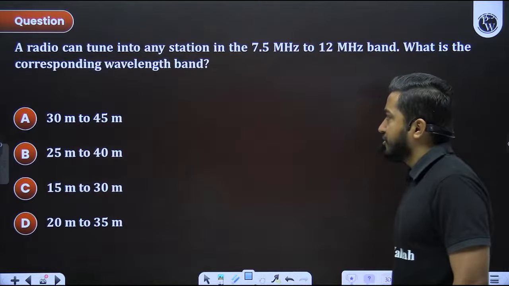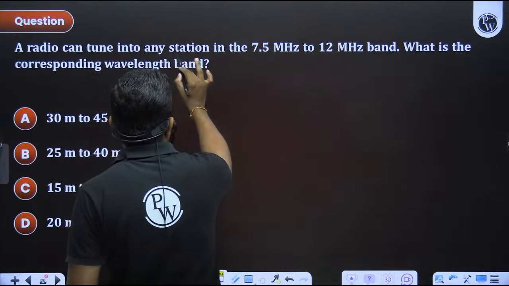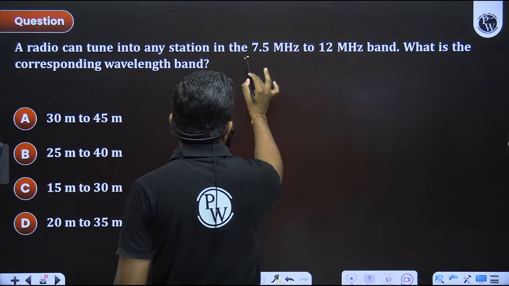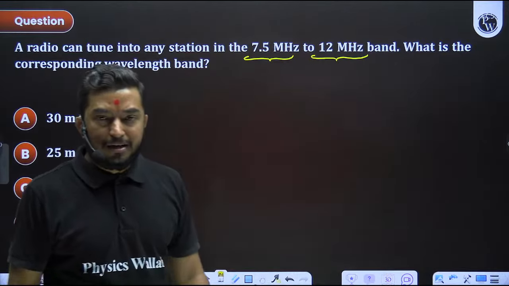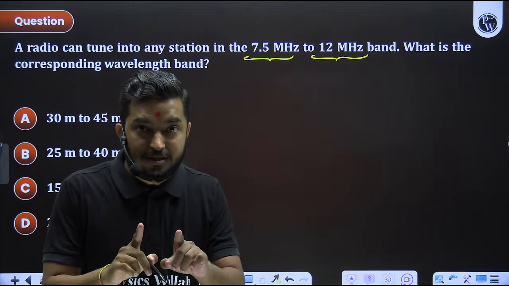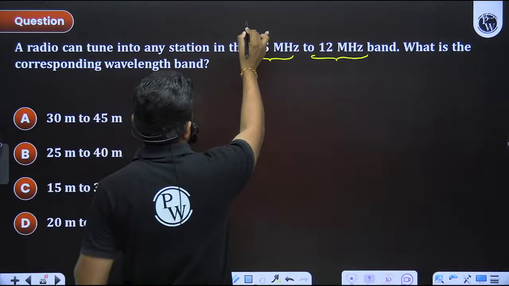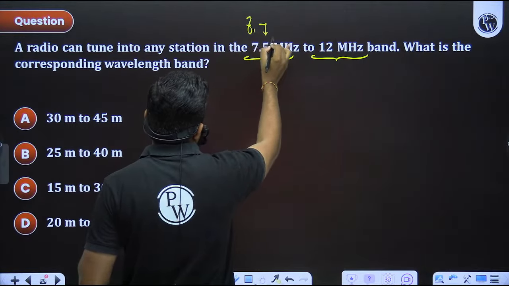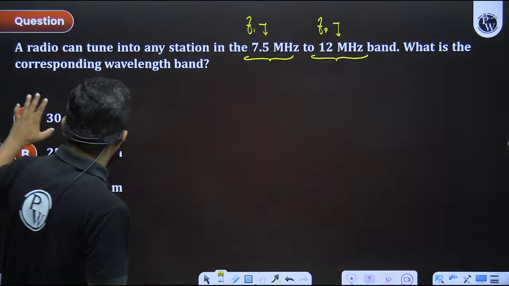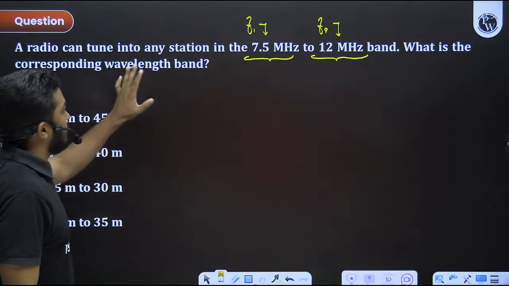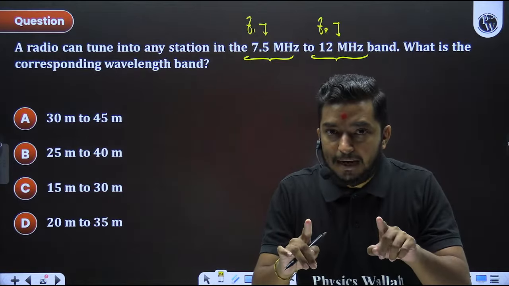Easy concept. Let's continue. A radio can tune into any station in the 7.5 megahertz to 12 megahertz range. So they actually give the frequency range for the radio: the minimum frequency f1 is 7.5, and the maximum frequency f2 is equal to 12 megahertz. What is the corresponding wavelength band? They are asking for the range of wavelength, and the formula is too simple.